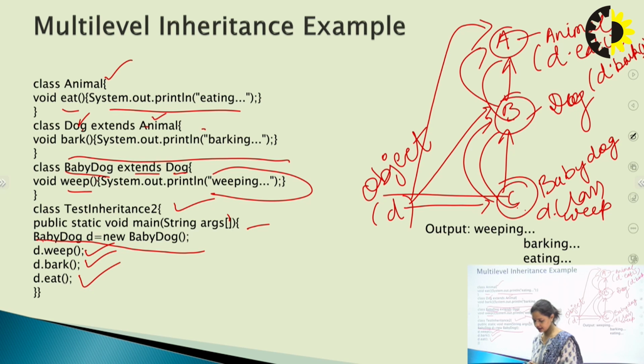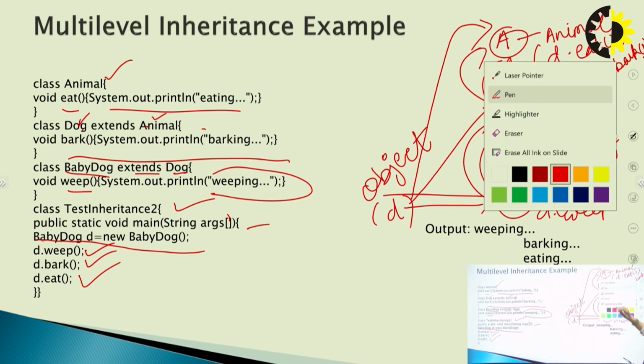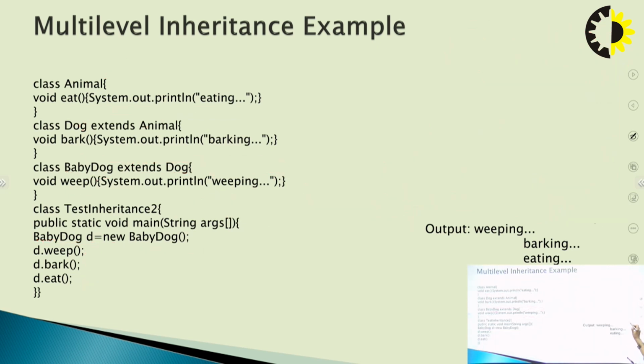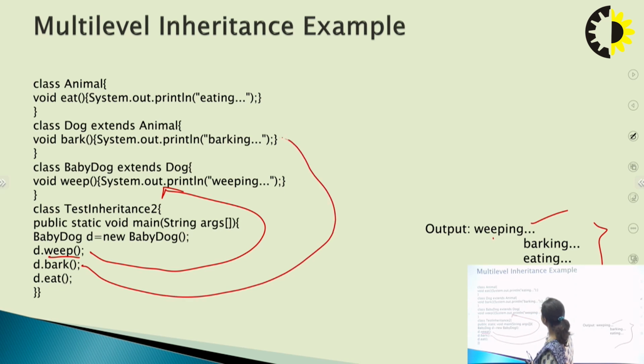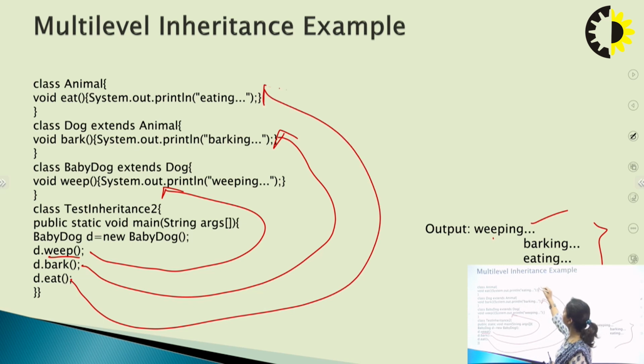So what will we be getting in the output? The output will contain this. First is weeping, as we are making a call to this weep, and weep belongs to its own class, the class for which we have created the object. So what will be printed? Weeping. Then the second call will be for bark. Bark is in its parent class, and then third is eat. It is in its grandparent class. So we get barking and eating then.